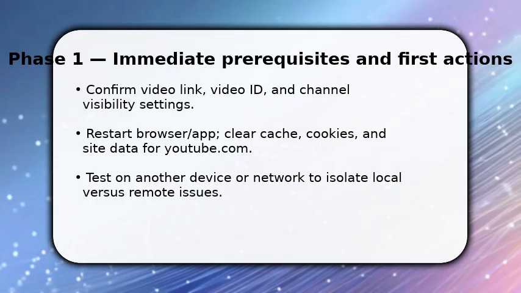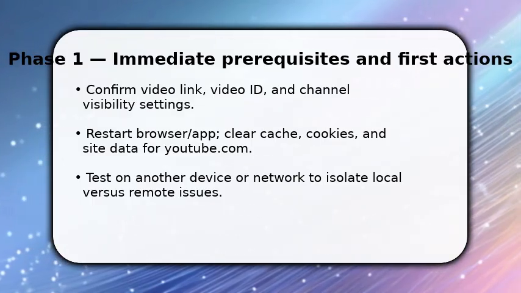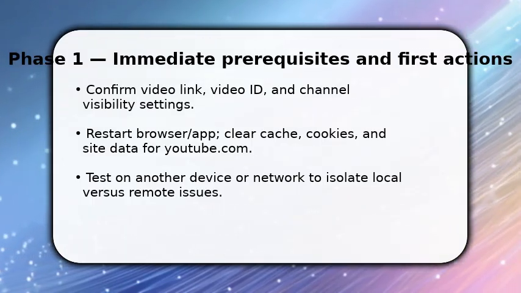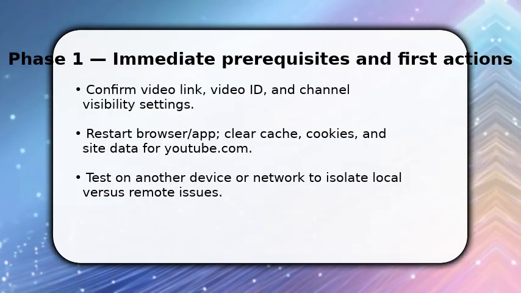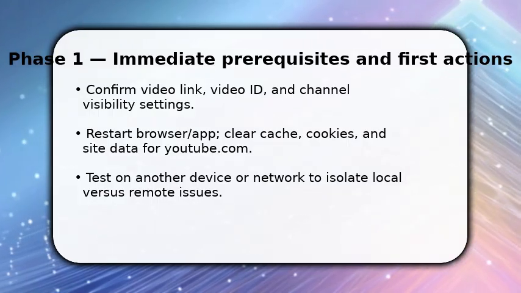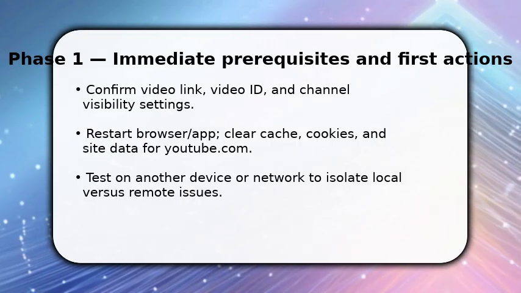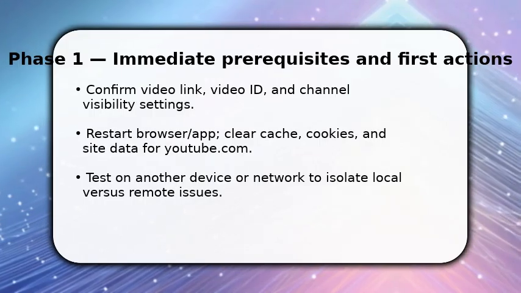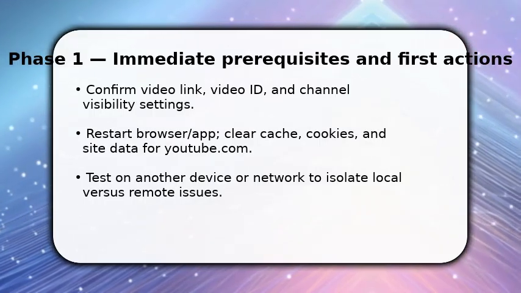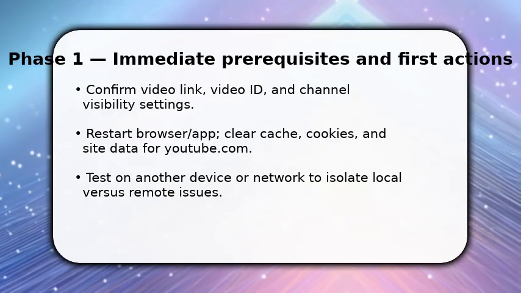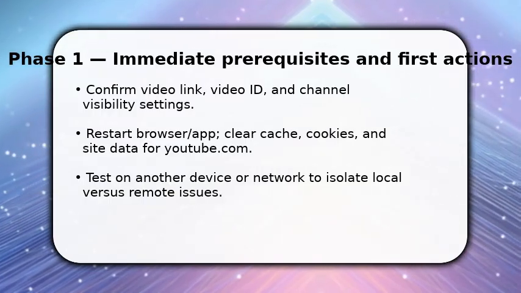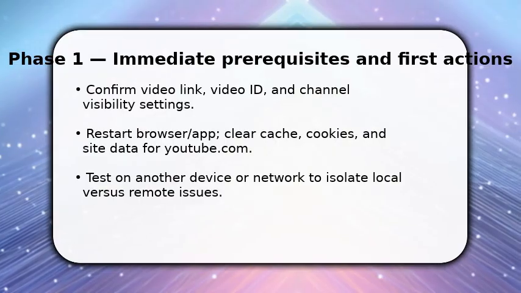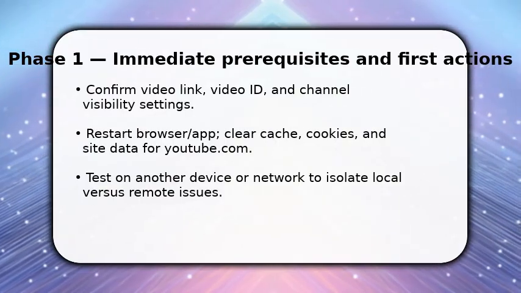You start by validating essentials: the exact video URL or ID and whether the channel or video is private or removed. Once done, restart the YouTube app or browser. This often clears a transient error. Then clear cache and cookies for YouTube.com to remove corrupted data. Make sure to test the same link on a different device or a different network. This tells you if the problem is local to your device, your network, or upstream at YouTube.